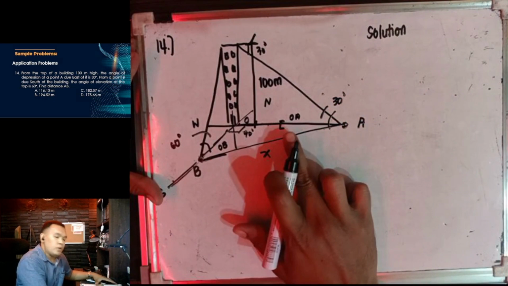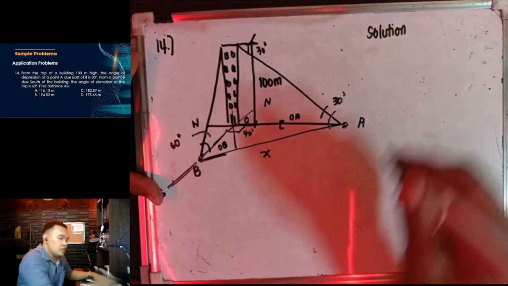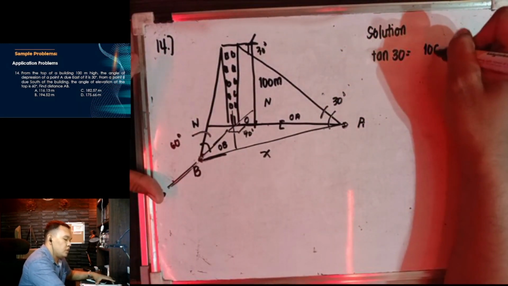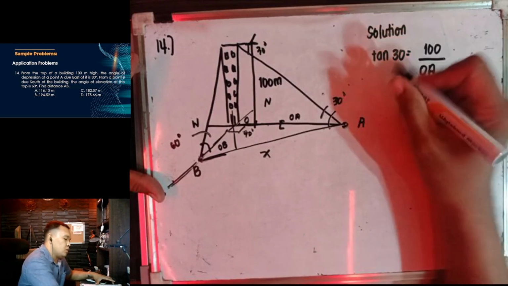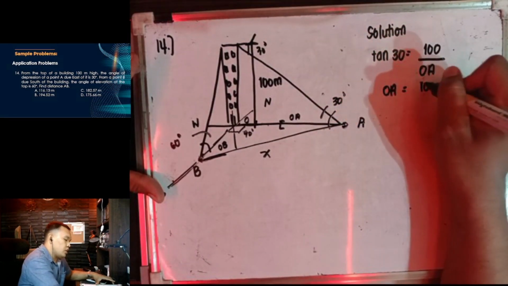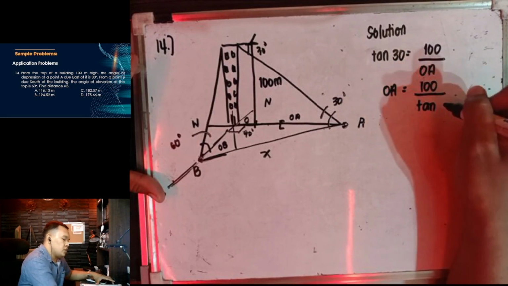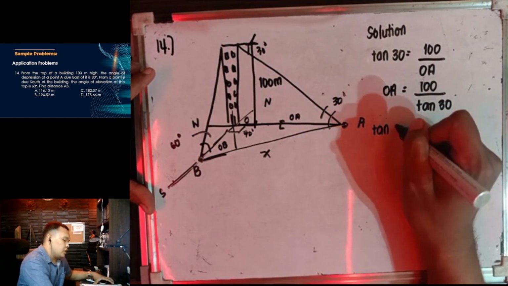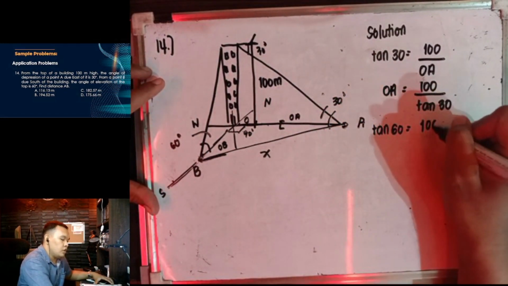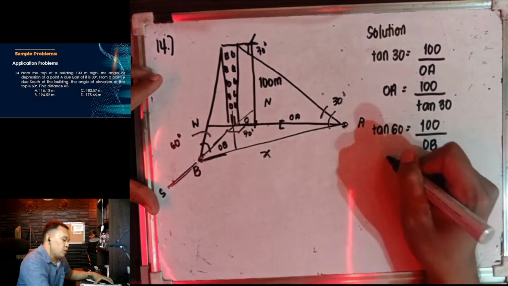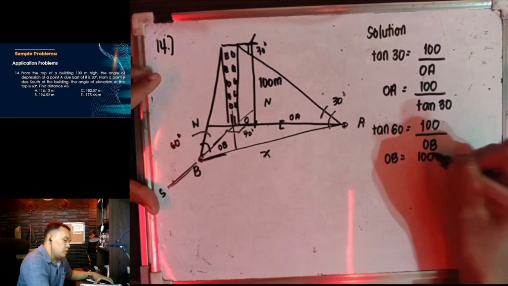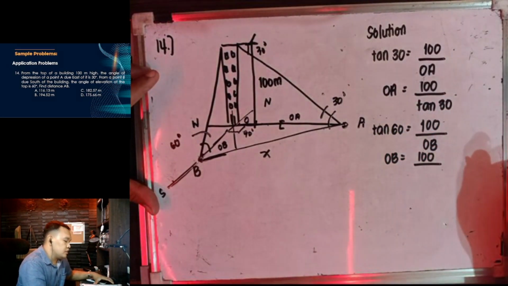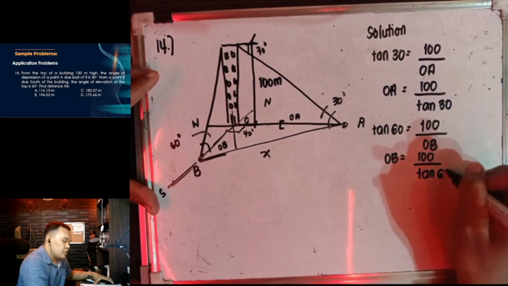So to get the value of OA, so tangent tayo, opposite over adjacent. Tangent 30 is equivalent kay opposite, which is 100 all over OA. So the value of OA is equivalent kay 100 over tangent 30. Then for OB, so we have here tangent 60 is equivalent kay opposite, which is 100 all over OB. Therefore, OB is equivalent kay 100 all over tangent 60.